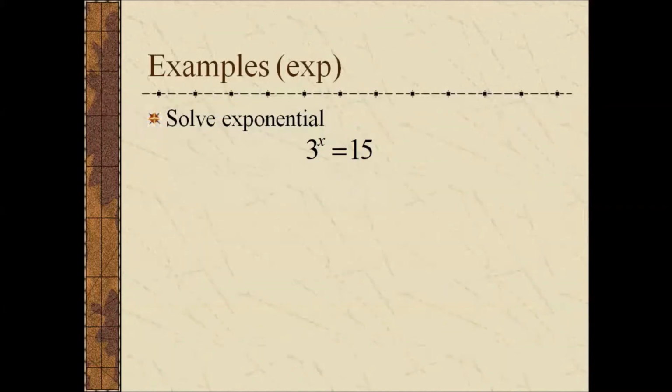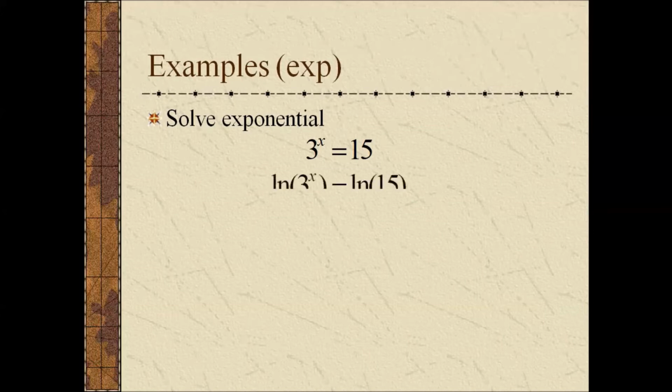For our first example, we're going to solve the exponential equation 3 to the x equals 15. In the past, we've solved equations like this using guess and check or the equal base method, but let's use a more general problem-solving method. That is, we're going to take the log of both sides. I'll use natural log. Natural log of 3 to the x is equal to natural log of 15.